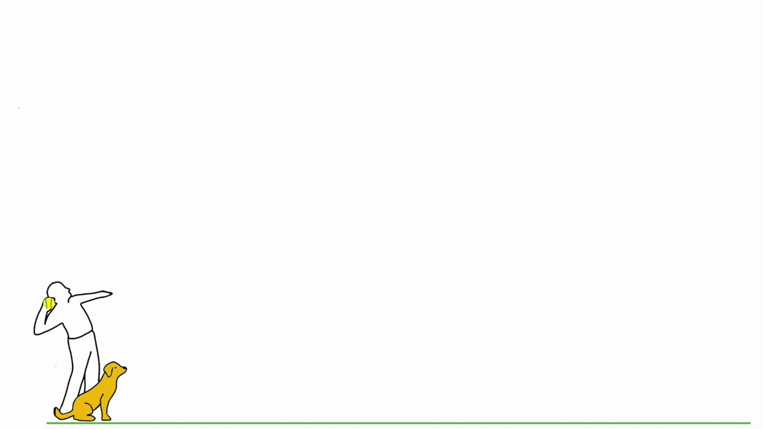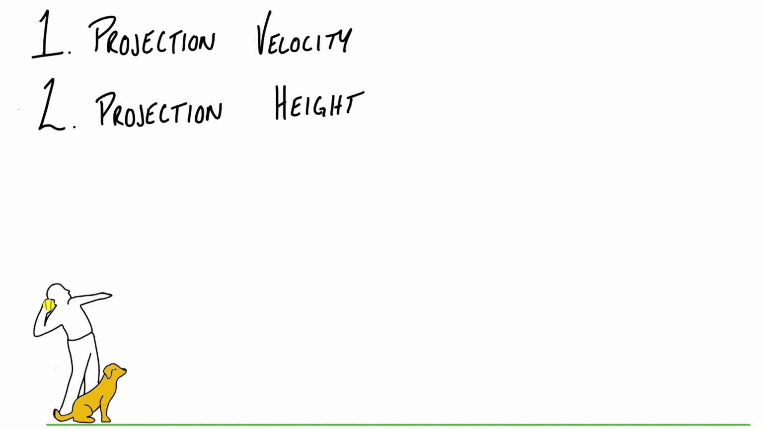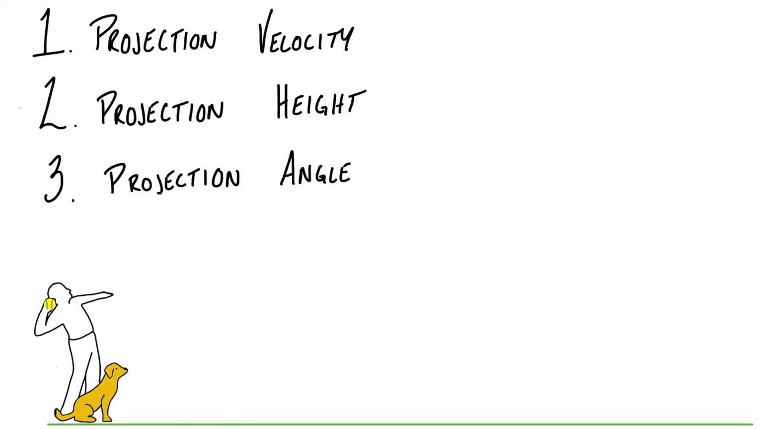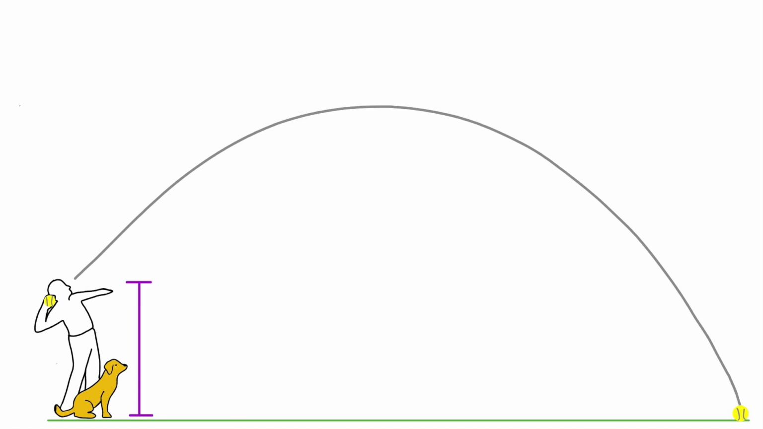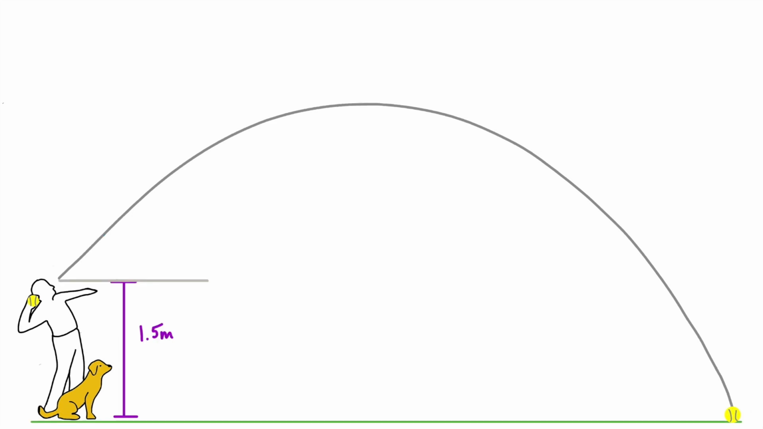Let's think about this. There are three key factors affecting something's parabolic path. The first, projection velocity. The second, projection height. And the third, projection angle. Okay, so let's take a look at the different variables you are going to have for this problem. Let's look at projection height first. Projection height is the height difference from where the projectile will land versus where the projection took off from. For this example, the tennis ball will take off from 1.5 meters above the ground and land at ground level.